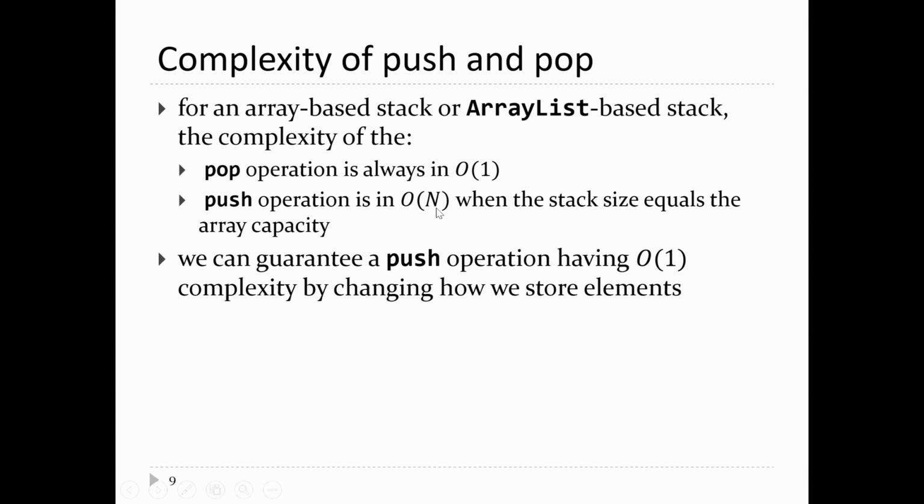If for some reason you need to guarantee that push has big O of 1, in other words, if you are implementing a stack and you need it to have guaranteed high performance, you can't afford to pay the price, or you're not willing to pay the price, of occasionally having it be a little slow, then you have to change your implementation. And I can guarantee big O of 1 if we change the way that we store the elements.